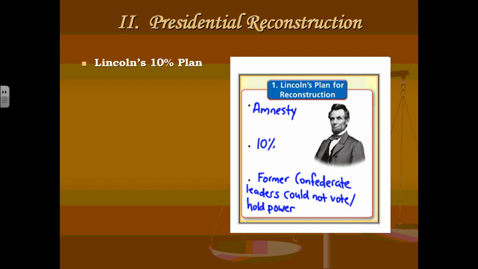There was a general amnesty for pretty much all members of the Confederate States of America. The basic exemption was Confederate leaders, military leaders, political leaders could not vote or hold power. As far as Lincoln was concerned, once 10% of his southern state had sworn an oath of loyalty to the United States, they would be welcomed back into the Union. Think about that. 10% is an incredibly low number. Lincoln's plan didn't mention anything about slaves.